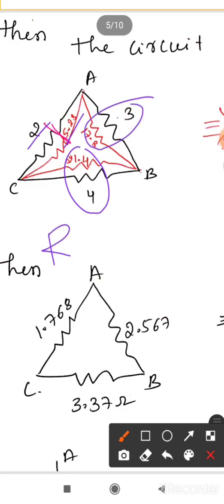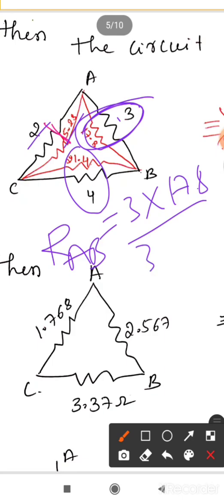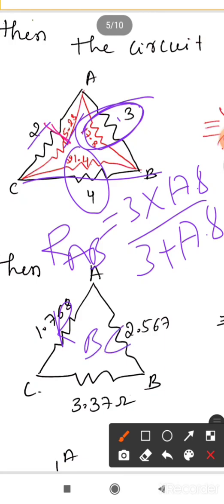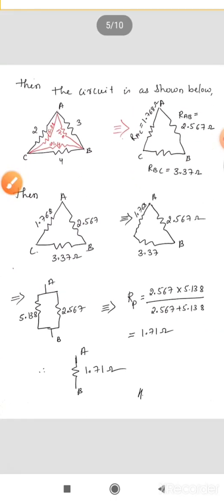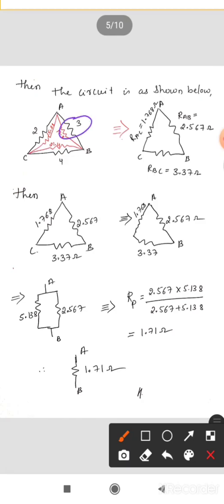What is RAB? I'm just taking it like this, RAB is the equivalent resistance where these two are in parallel. So 3 into 17.8 divided by 3 plus 17.8. Similarly, we can do it for RBC and for RAC. You know for two parallel resistances, you can use R1 into R2 divided by R1 plus R2. By that, if you calculate, you get this parallel equivalent as 2.5607 ohm, this one is 3.37, and this one is 1.768. Calculate and let's see the answers.